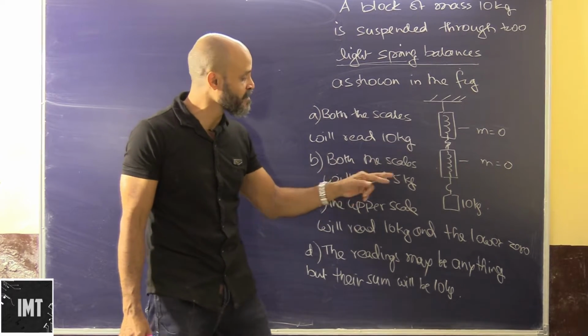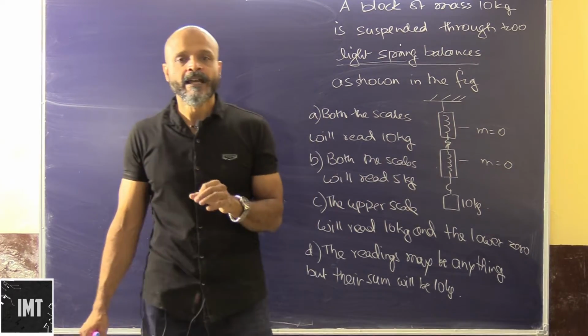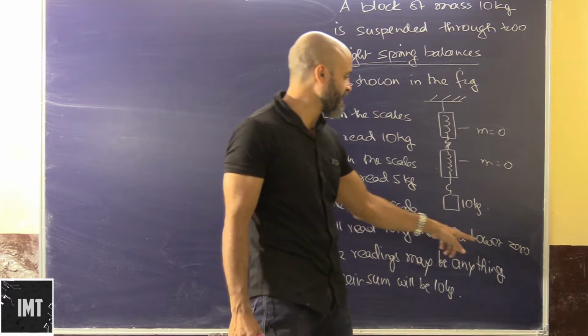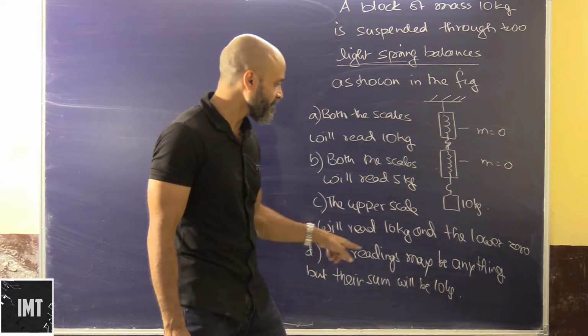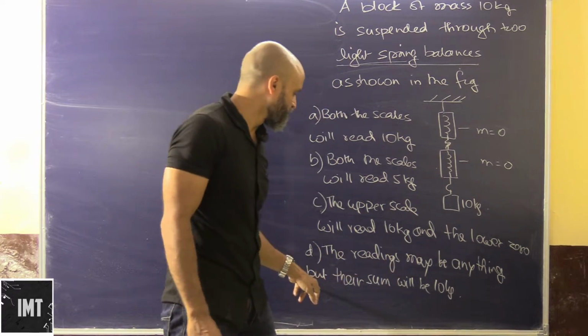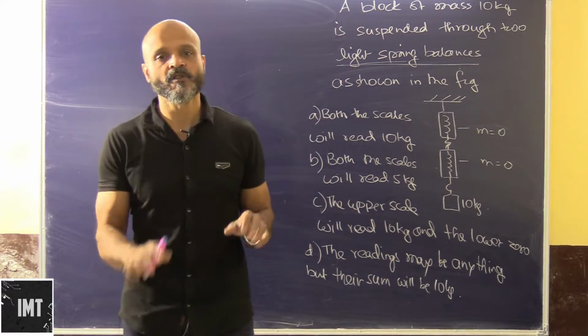both the scales will read 5 kg, which means that the mass will be distributed as 5 kg each, or the upper side will read 10 kg and the lower 0. The readings may be anything, but their sum will be 10 kg. So let's look at this.